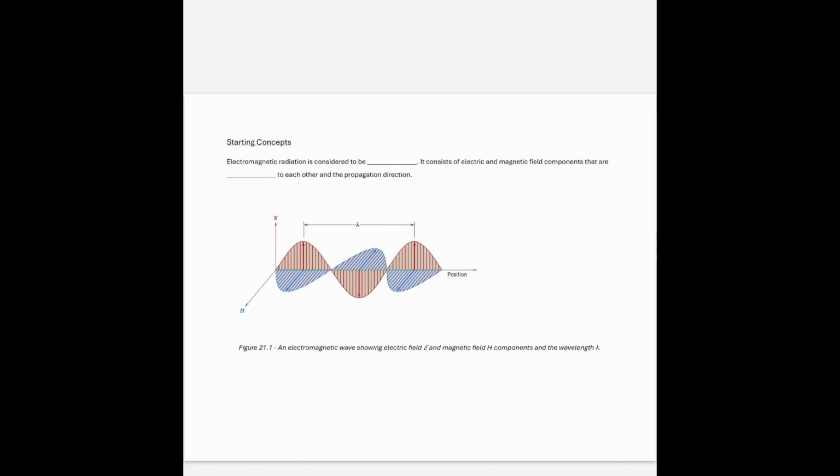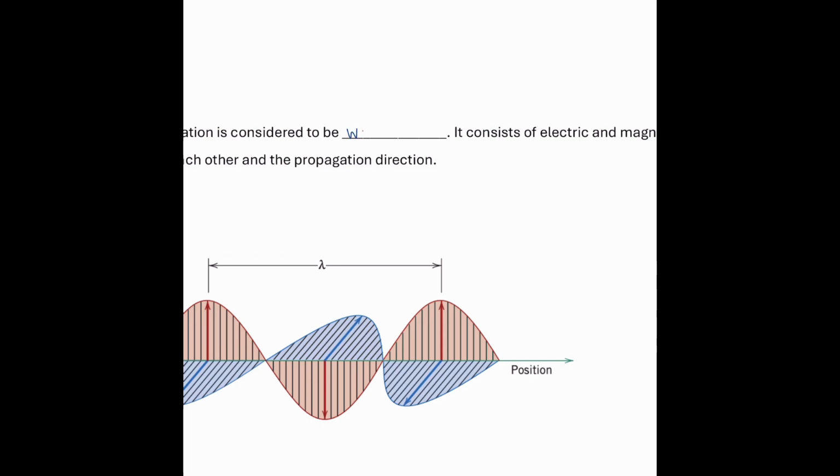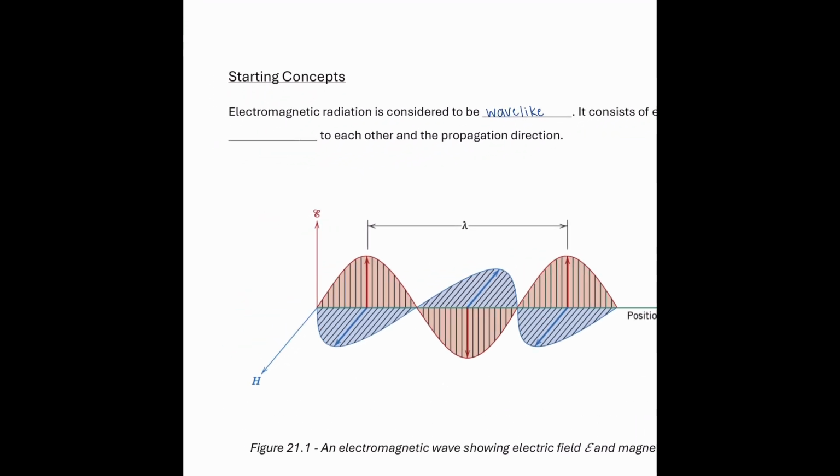Moving on to the starting concepts, we're going to walk through filling in the blanks, typical Kyle Rogers lesson style here today. So, we have electromagnetic radiation, which is considered to be wave-like. We'll just fill this in as we go. And this type of radiation consists of electric and magnetic components, which are perpendicular to each other, as well as the propagation direction.